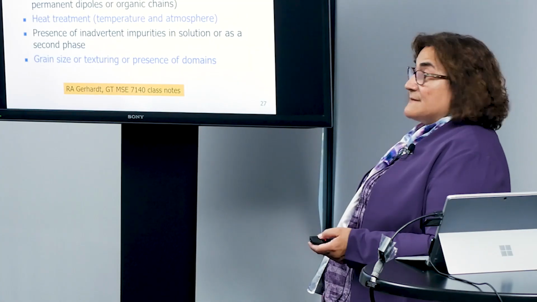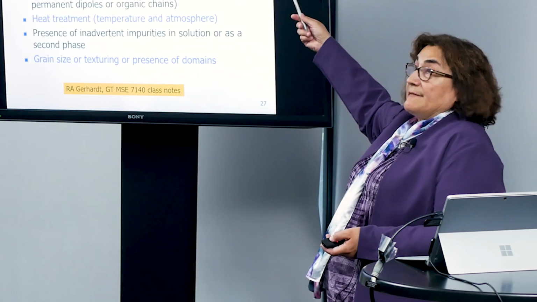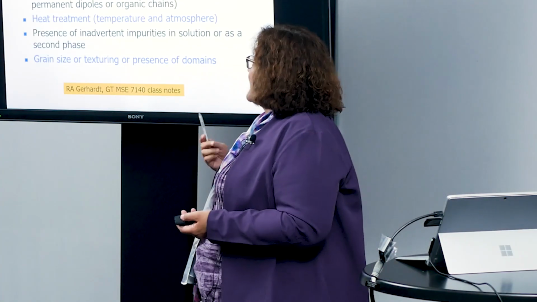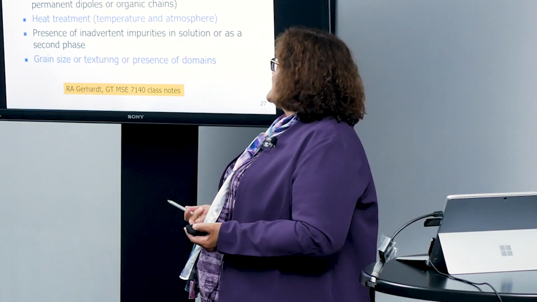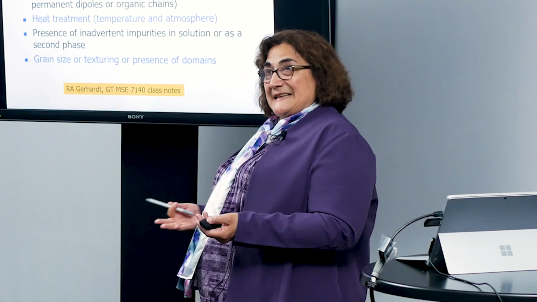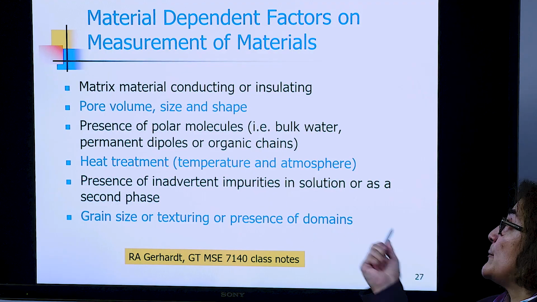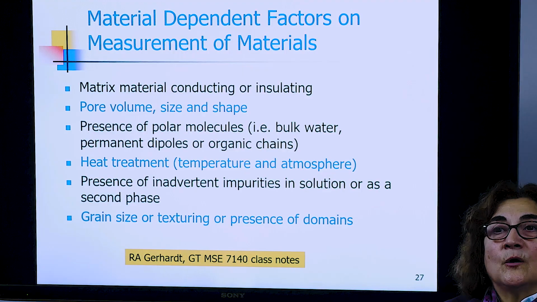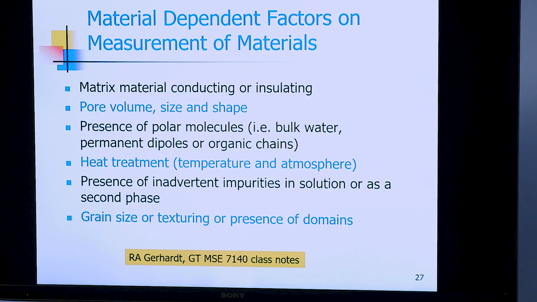So what are the material factors? In summary, whether the material that you're measuring is mostly conducting or insulating, that will determine what you're able to get. Whether they contain voids or pores, what their size and shape is. There's a lot that I'm summarizing here, which I haven't yet presented. I will give you some examples at the end. Whether you have presence of polar molecules. For example, bulk water likes to go inside materials, and that changes the electrical response.